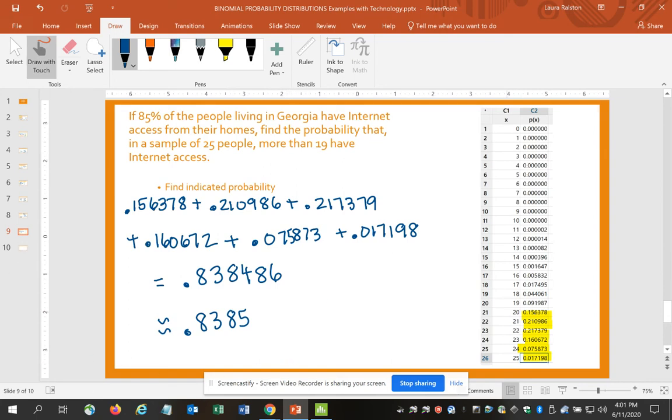Now, there are other ways to do this. You could do cumulative probabilities within Minitab, but to keep it simple, it's just easy enough if you interpret it and add together the ones that you need to add together.